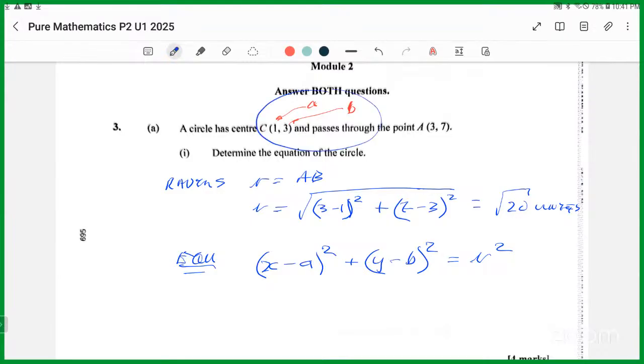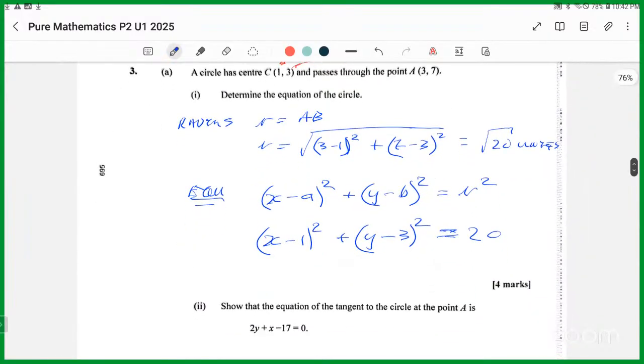In the future, here the A and the B. So this is (x minus 1) squared plus (y minus 3) squared equals the radius squared, which becomes 20. R equals that, right? The radius squared is just 20. So that is the equation, right? 4 marks, and that's an easy one.